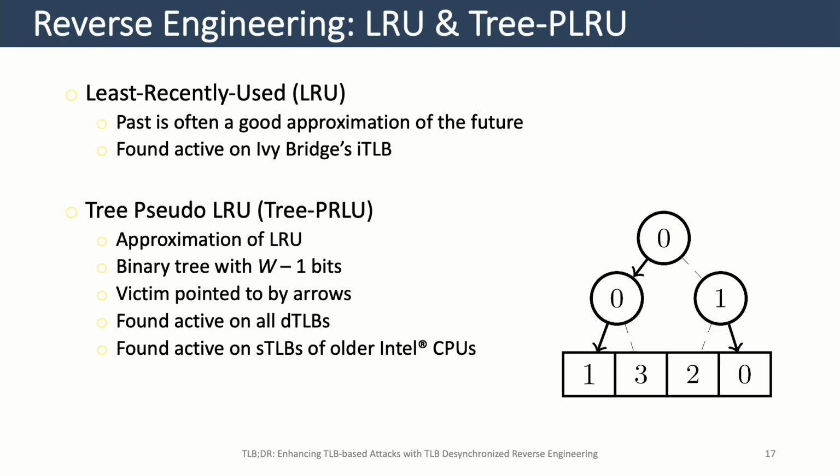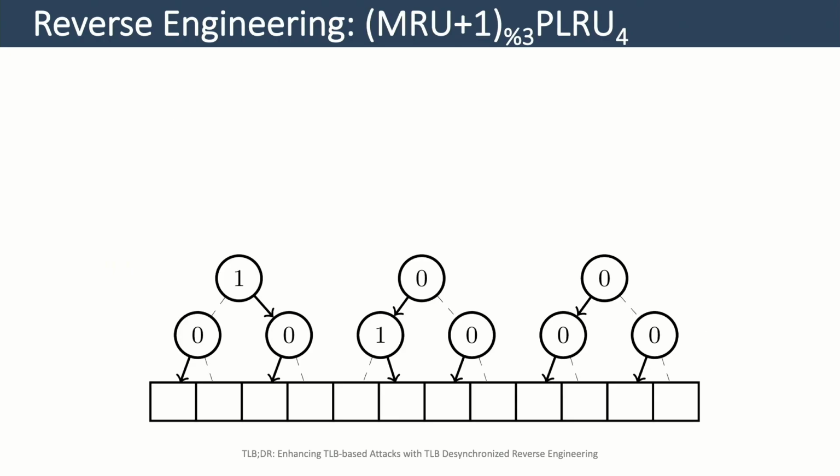So if we want to insert a new entry, say 4, we follow the arrows and override 1 in this case. And after that, we flip the arrows to make 4 the most recently used entry in the set. And if we now consequently have a hit on 0, then we also flip the arrows to make it the most recently used entry. So we found this policy to be active on all the DTLBs that we considered and on the STLB of older Intel microarchitectures. But on the STLB of newer Intel microarchitectures, we found a novel policy, MRU plus 1.